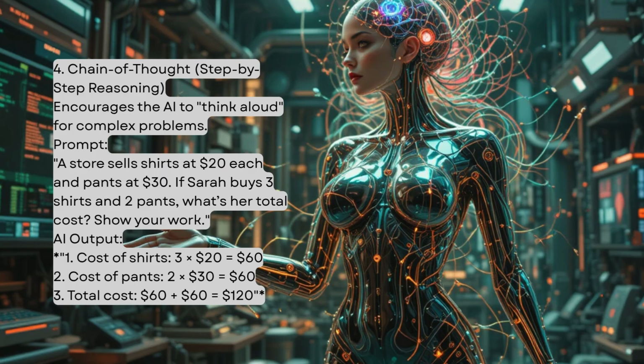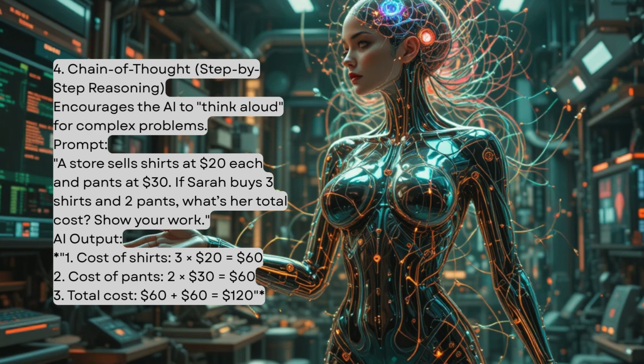4. Chain of thought, step-by-step reasoning. Encourages the AI to think aloud for complex problems. Prompt: A store sells shirts at $20 each and pants at $30. If Sarah buys 3 shirts and 2 pants, what's her total cost? Show your work.